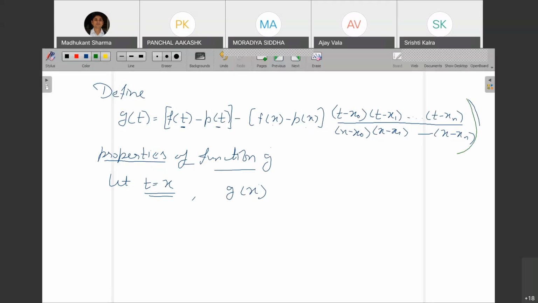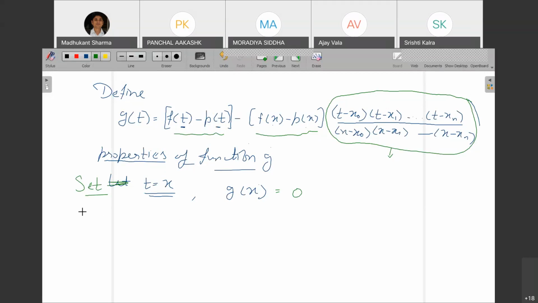This term is in the product of f of x minus p of x. When you replace t by x, this numerator and denominator term will get cancelled, and you will get g of x equals 0, because at t equals x, f of x minus p of x minus f of x minus p of x is 0, because this term is 1. At t equals x, its value is 1.